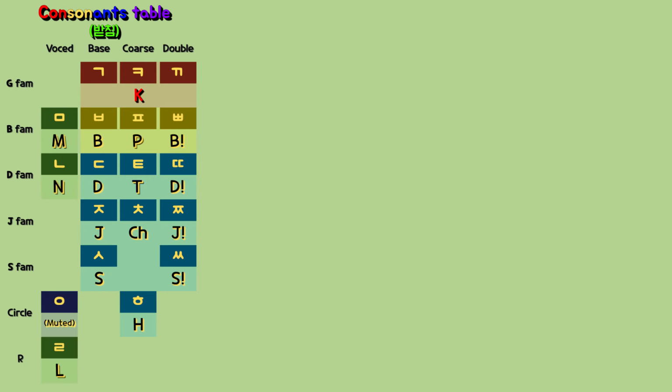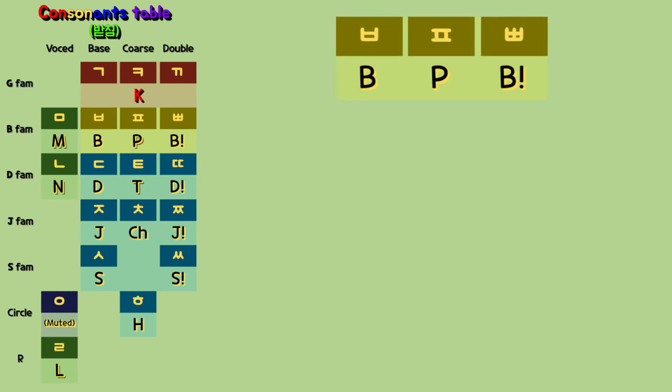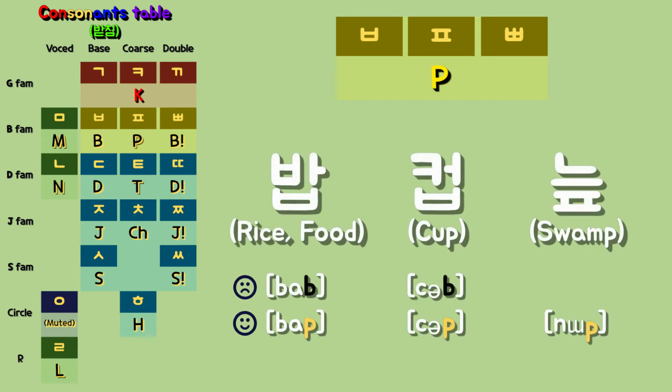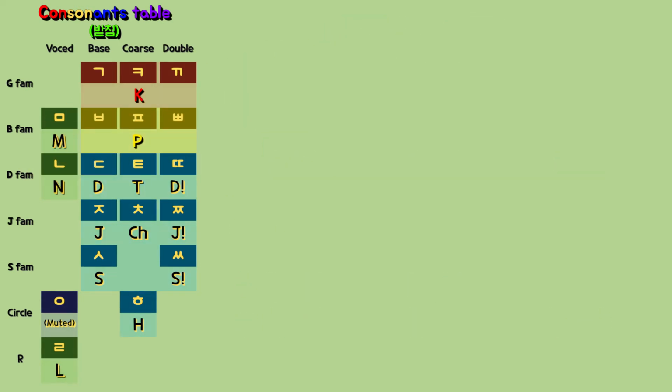The following are sound values for the yellows. All the members of the yellow section, B, P, and double B, carry a P sound when placed in 받침 position, which is a coarse sound. Listen to it yourself from the left. 밥, 컵, 늪. Each has a different 받침, but they end with the same consonant sound, right?